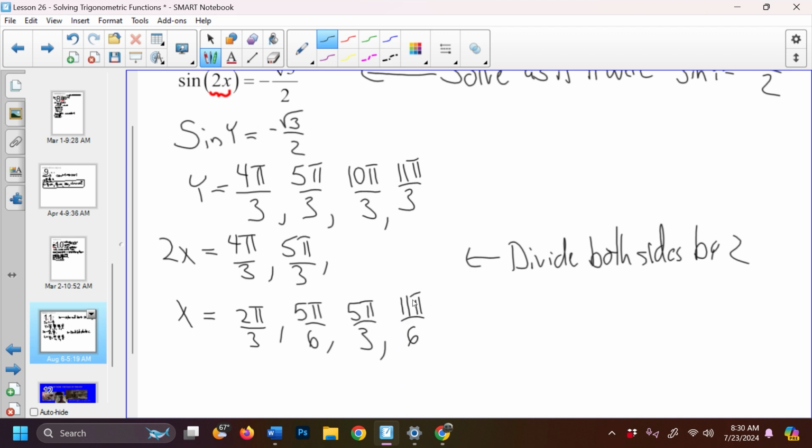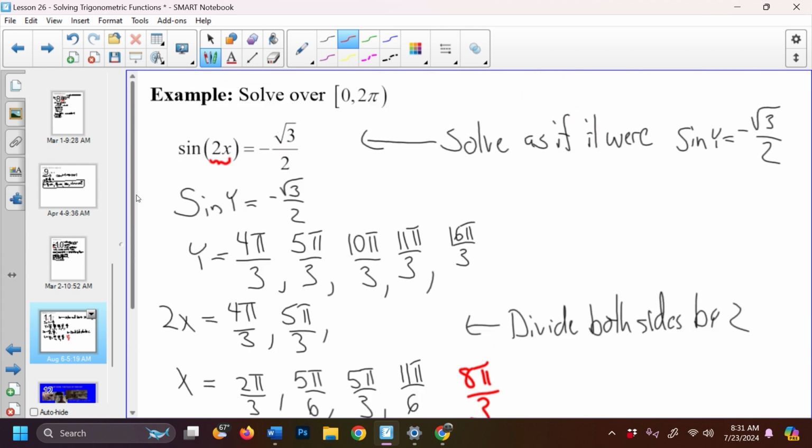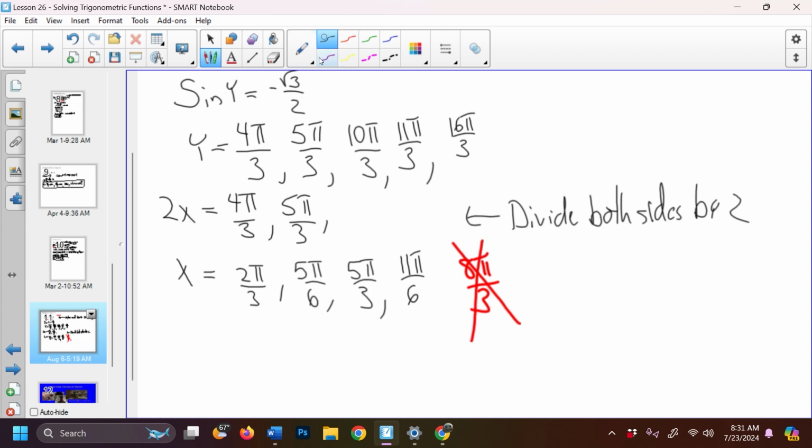And notice, 11 pi over 6 is almost 2 pi. If I went up here and I did it again, let's say I added another 2 pi to the 10 pi over 3, that'll be another 6 pi over 3. That'd be 16 pi over 3. And if I divided 16 pi over 3 by 2, I would get 8 pi over 3. Now, 8 pi over 3 is clearly outside of this interval that we were given. So we would not use that, and we would mark this as our final answer.